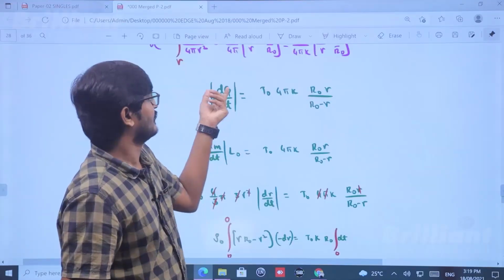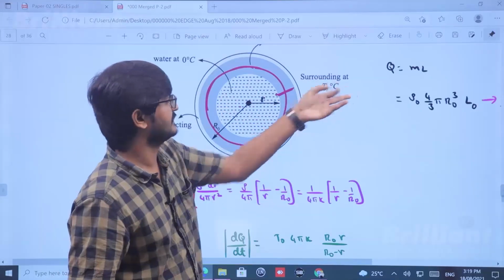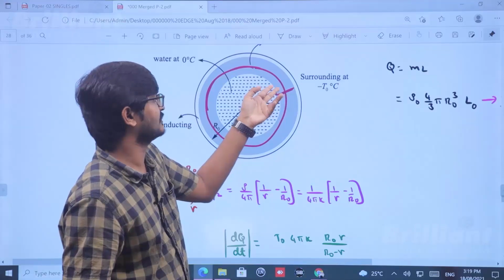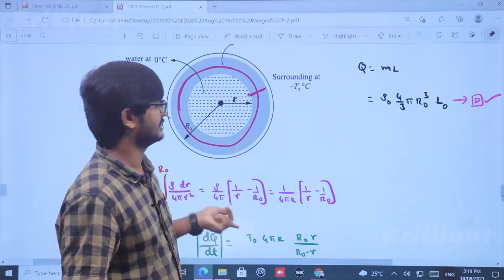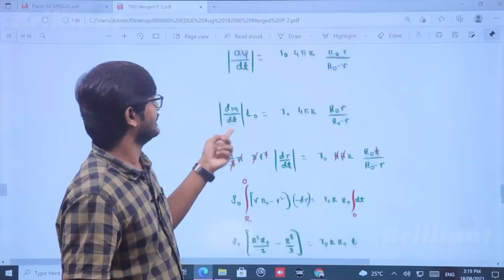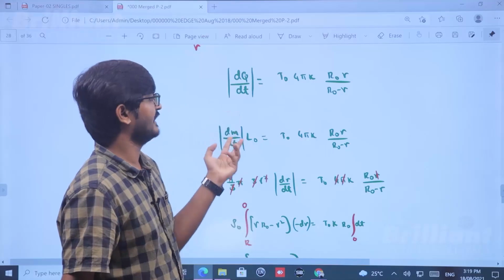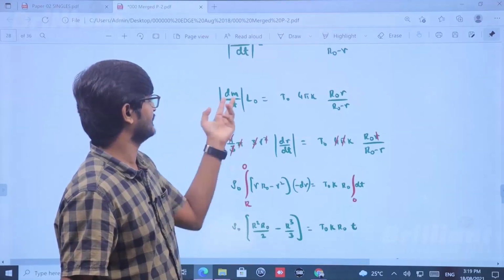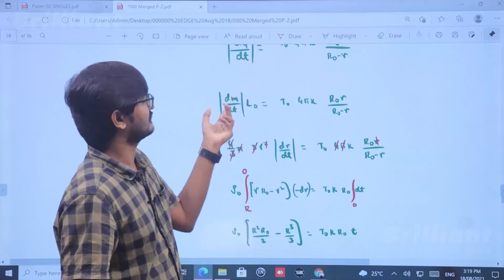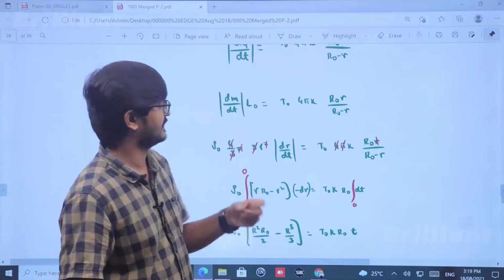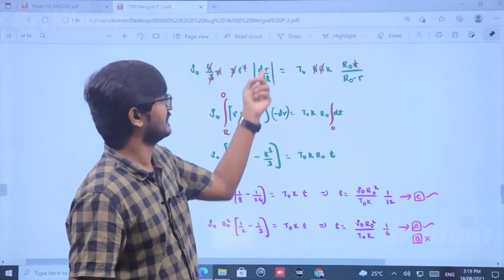And what is dq by dt doing? If heat is flowing from inside to outside, it is making the ice spread further, right? Or else I can say the next layer of water will be becoming ice. I can say dq by dt is dm by dt. This dq by dt will be utilized to make ice, right? Now this dm by dt I can write as this thing, right? Because of this dm by dt, the radius of the water is reducing, so the negative sign will be coming into the picture.